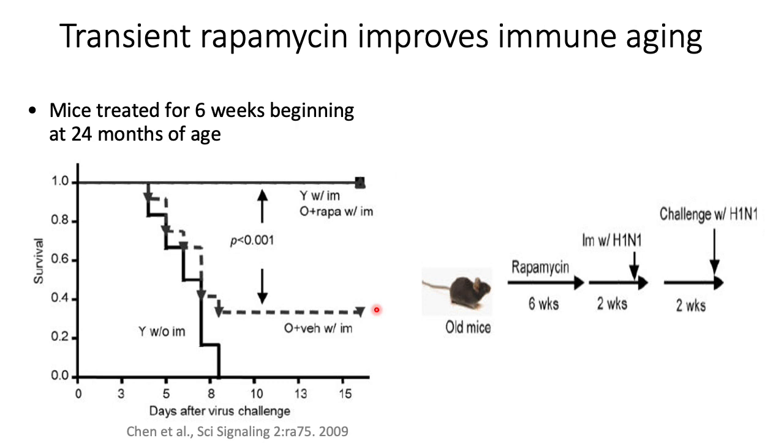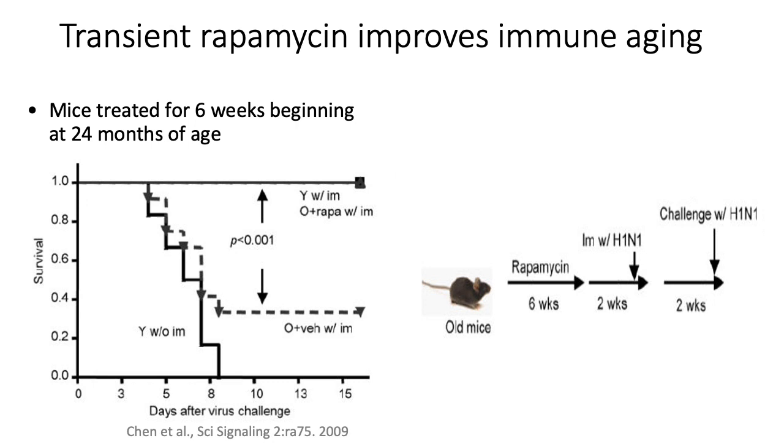So what happens if the old mouse gets 6 weeks of rapamycin treatment? That's hidden up here behind the solid line. There's a dotted line underneath the solid line. Those are aged mice that got 6 weeks of rapamycin, then they got the vaccine. It completely restored the ability of the aged immune system in a mouse to respond to a flu vaccine, completely protected. I thought this was pretty exciting, right? It suggests that you can take a non-functional immune system and make it functional again, at least defining function by ability to respond to a flu vaccine.